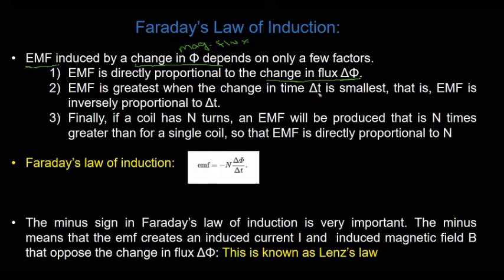EMF is greatest when the change in time, delta t, is smallest, and EMF is inversely proportional to delta t. You'll see that in the equation that comes up. And finally, the induced EMF depends on the number of coils that we use. For producing larger EMF, you need to have more coils placed in a magnetic field and have the flux change with time. So this is the main formula for calculating induced EMF.